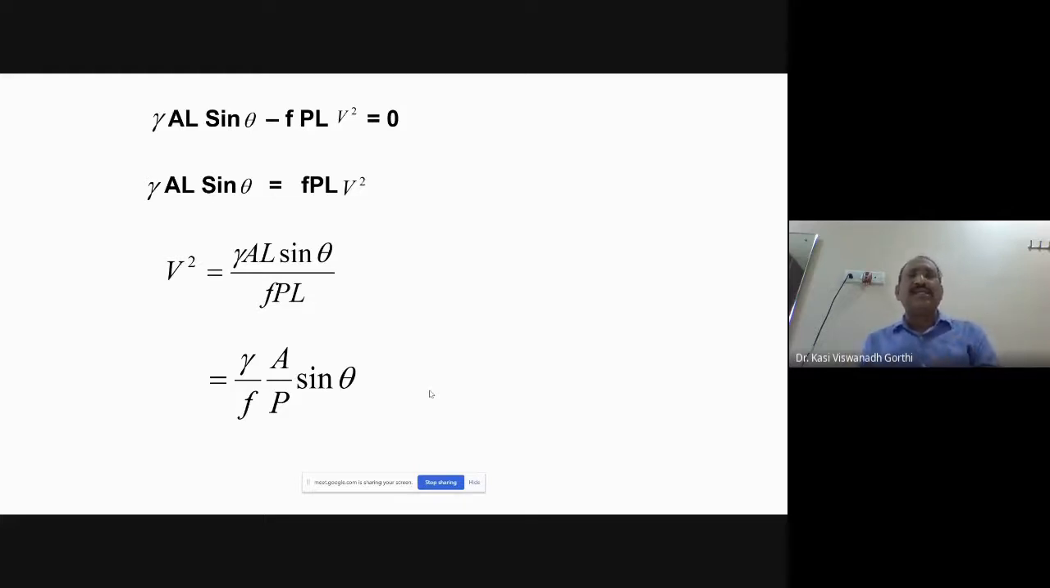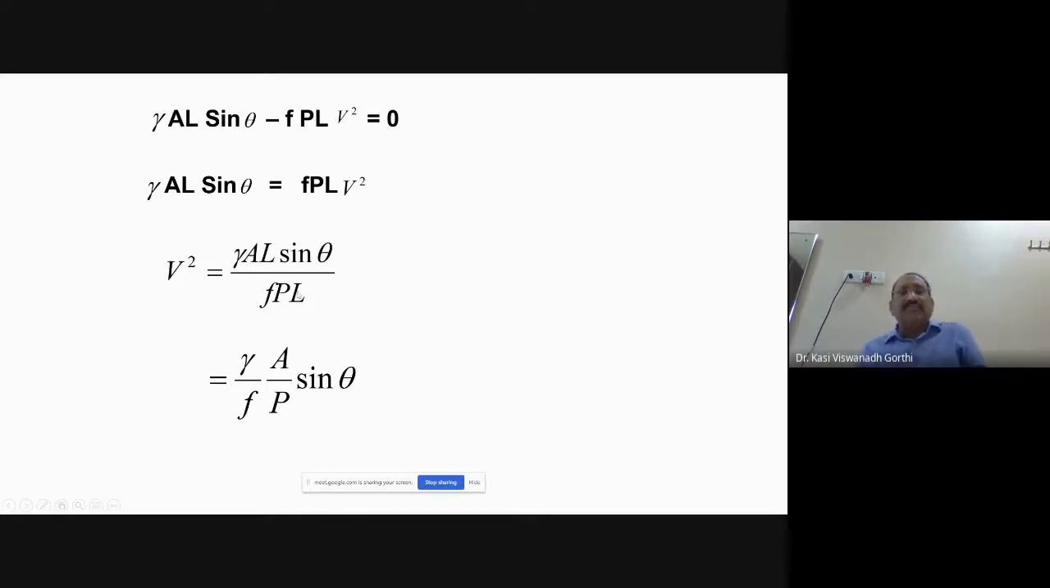So gamma A L sin theta minus F P L V square must be equal to 0. On the right hand side, it is equal to 0. The reason for this is you are considering a uniform flow. The velocity is constant and hence the acceleration, the rate of change of velocity, is 0. So gamma A L sin theta must be equal to F P L into V square, or V square must be equal to gamma A L sin theta divided by F P L.